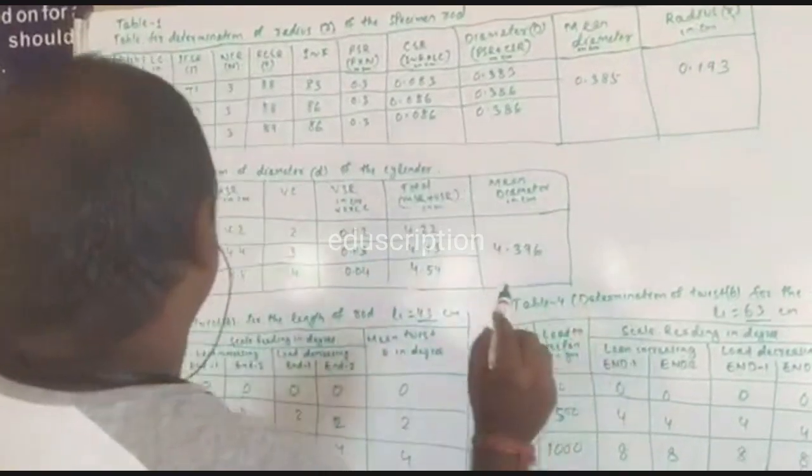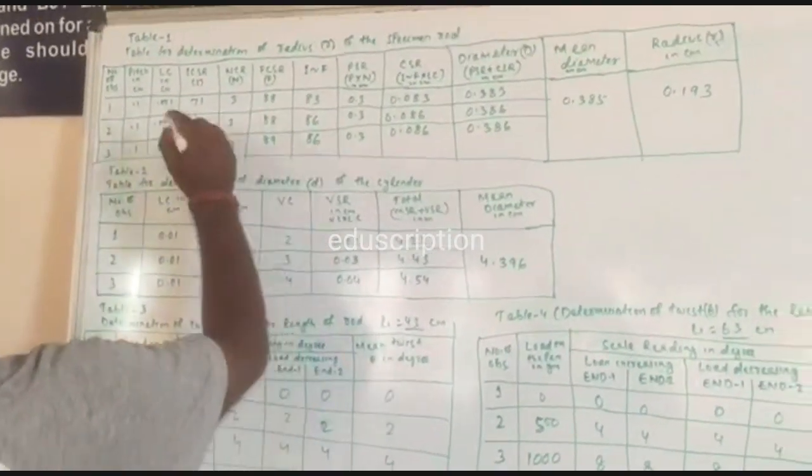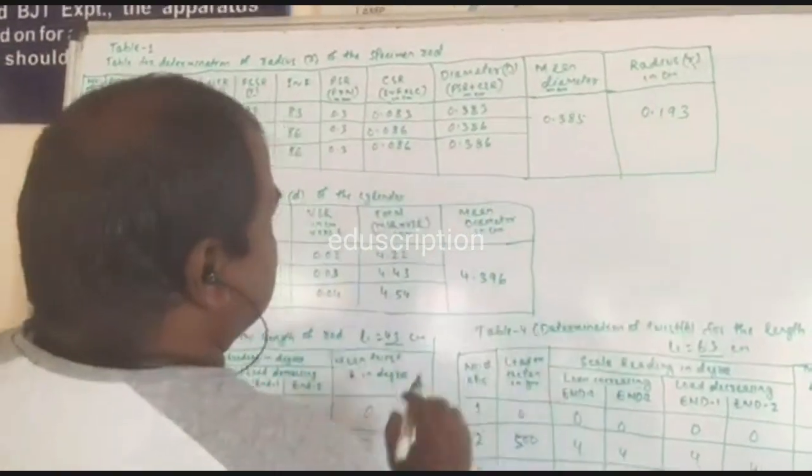in centimeter. And these are the data we have found from the experiment. That means radius is your 0.193 centimeter.